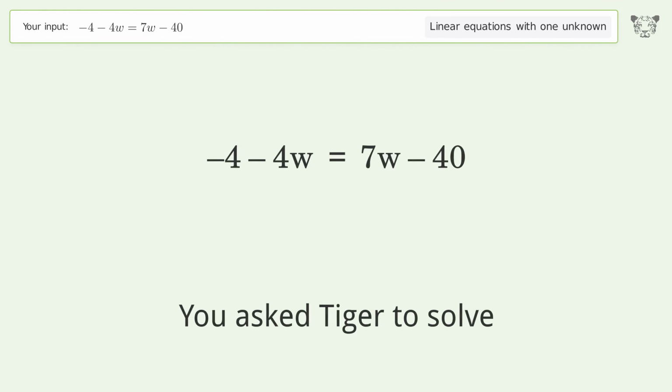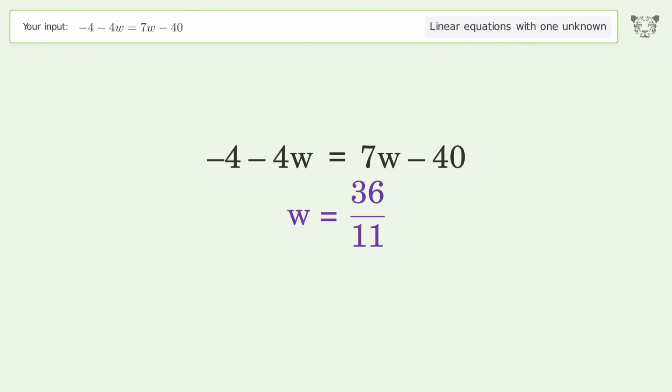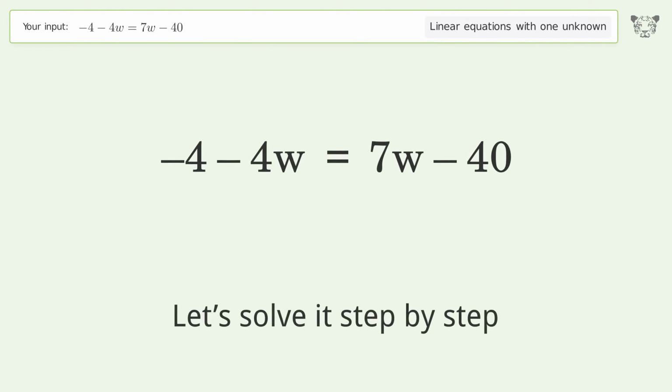You ask Tiger to solve. This deals with linear equations with one unknown. The final result is w equals 36/11. Let's solve it step by step.